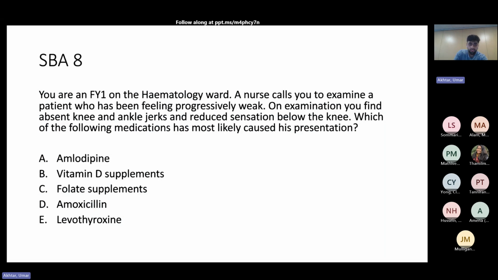Okay, so you're an FY1 on the haematology ward. A nurse calls you to examine a patient who's been feeling progressively weak. On examination, you find absent knee and ankle jerks and reduced sensation below the knee. Which of the following medications has caused his presentation? I'll give you guys a minute to think through this, and then if someone wants to unmute and talk through their thinking behind what's going on.